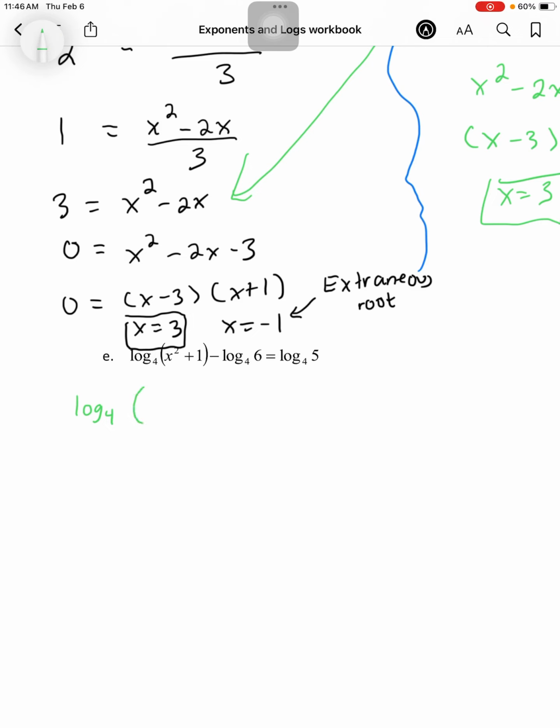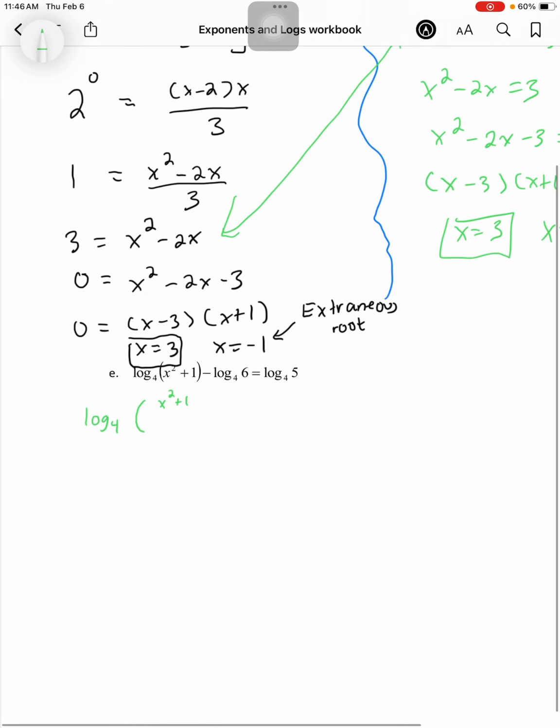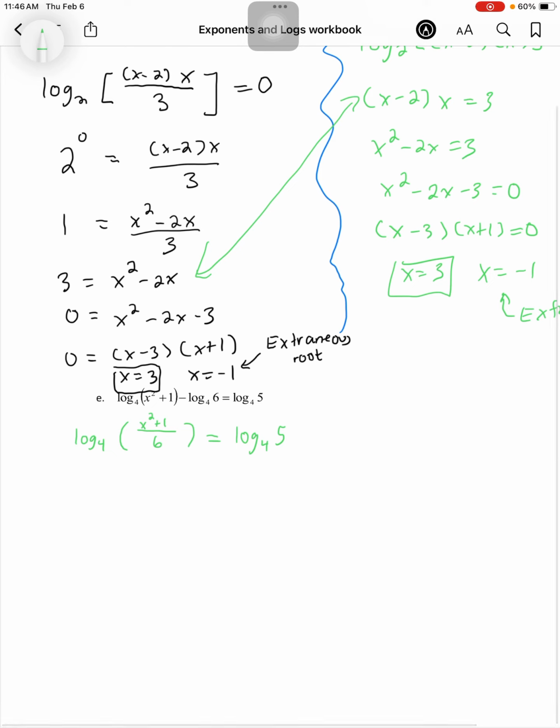So in our numerator, we're going to put the positive log, which is going to be x squared plus 1. And then our denominator is going to be the negative log, which is going to be 6. Then the right side is going to be exactly the same. And now at this stage, we see we have one log on both sides, so that means we could drop the word log and just solve for our arguments.